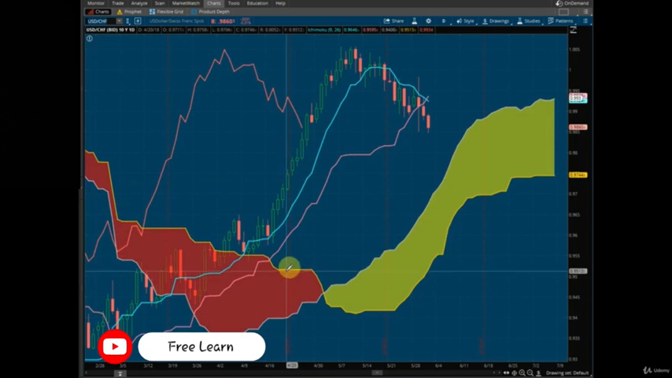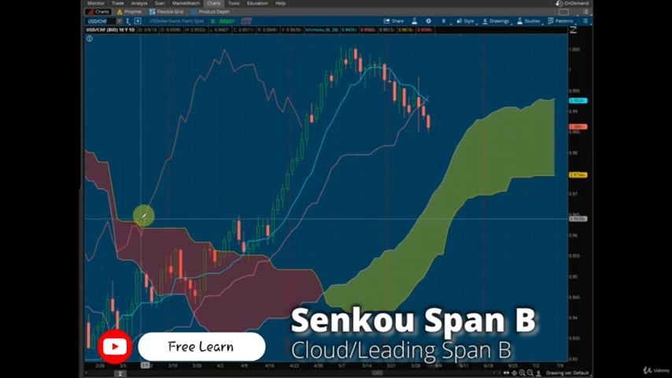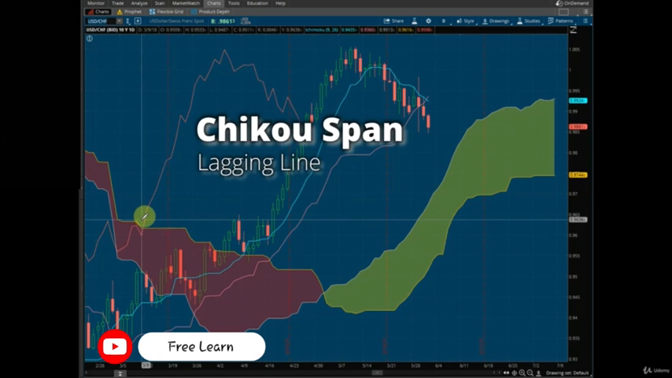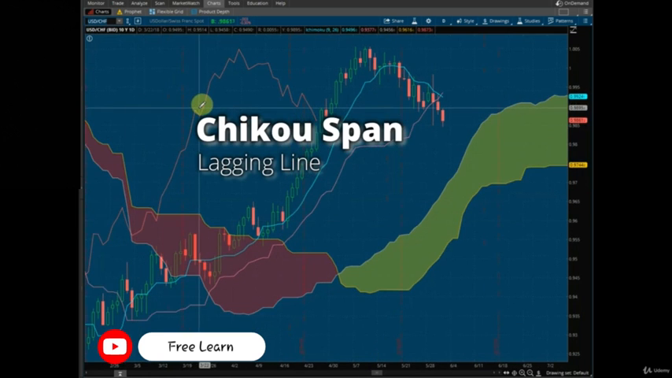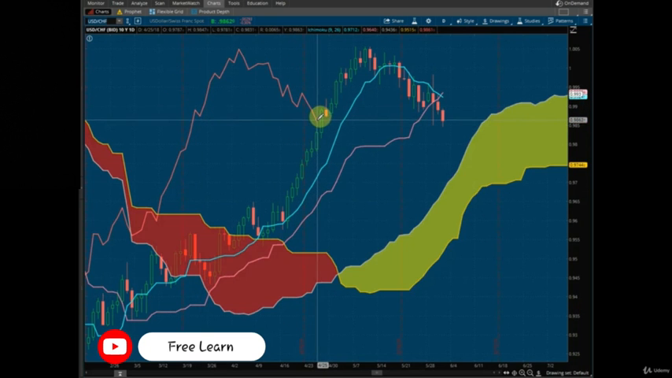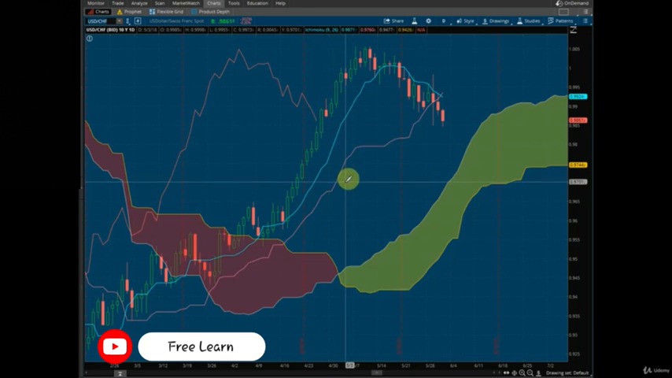And then here is the yellow line, which in an uptrend you'll see on the bottom and in a downtrend you'll see on the top. That's called the Senku Span B, which is also called cloud span B or leading span B. And then lastly, we have the Chiku span, which is called a lagging line, because, as you can see, it is lagging, it's in the past. All right, so that is the anatomy of the Ichimoku cloud. You can see that those are 5 lines.